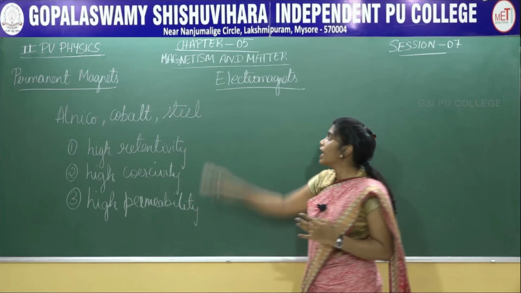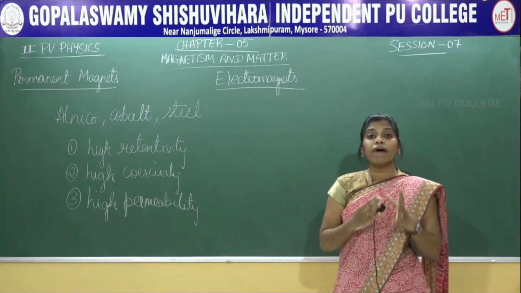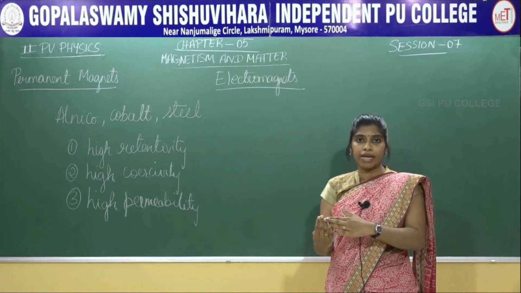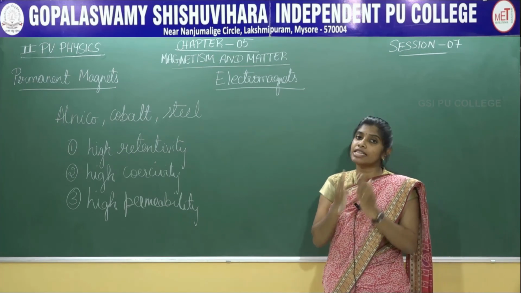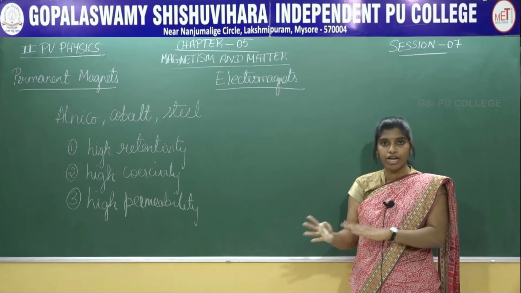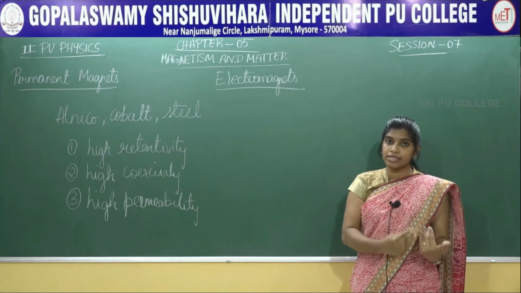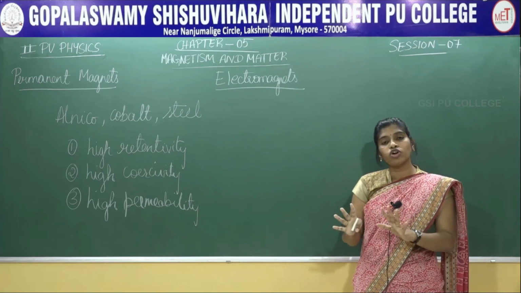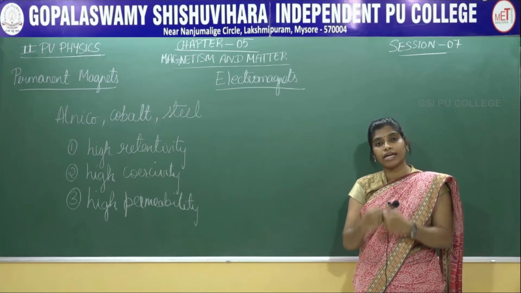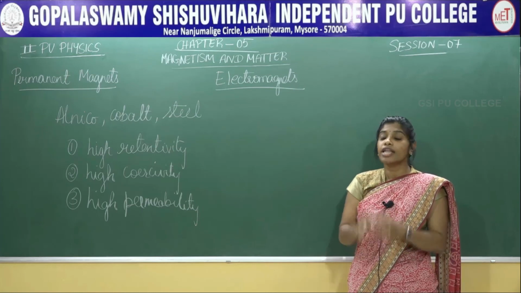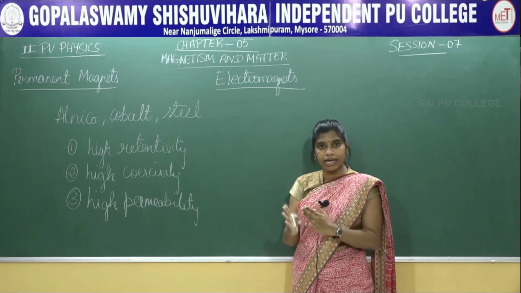Coming to the second one, electromagnets. Electromagnets are ferromagnetic materials which show magnetization only when placed under the influence of an external magnetic field. If I remove the external magnetic field, they no longer act like a magnet, and there is no magnetization remaining in them.